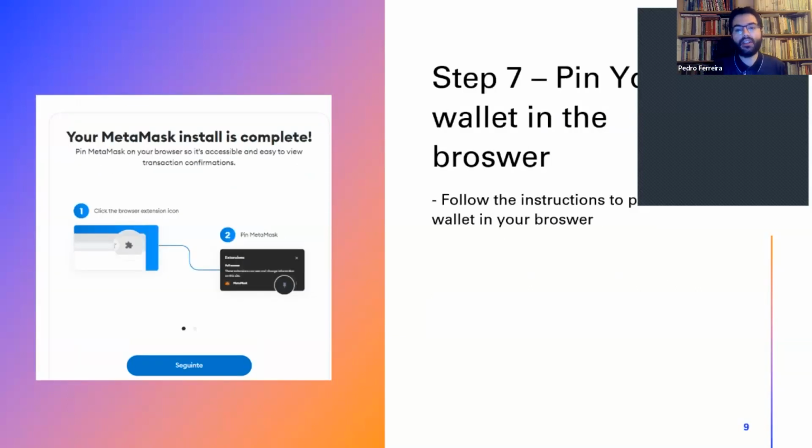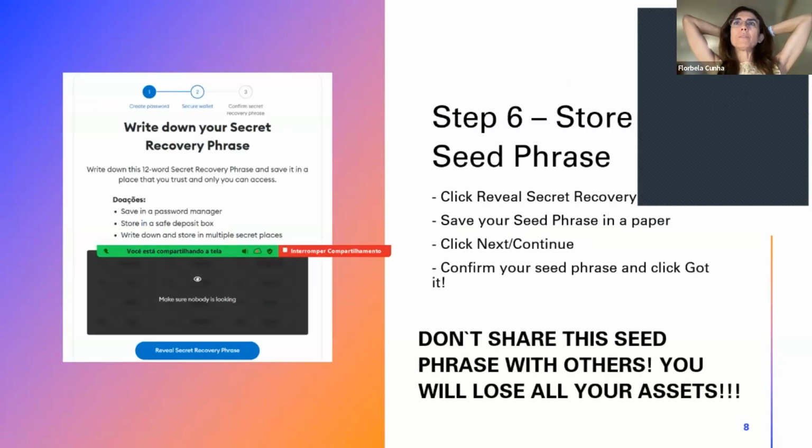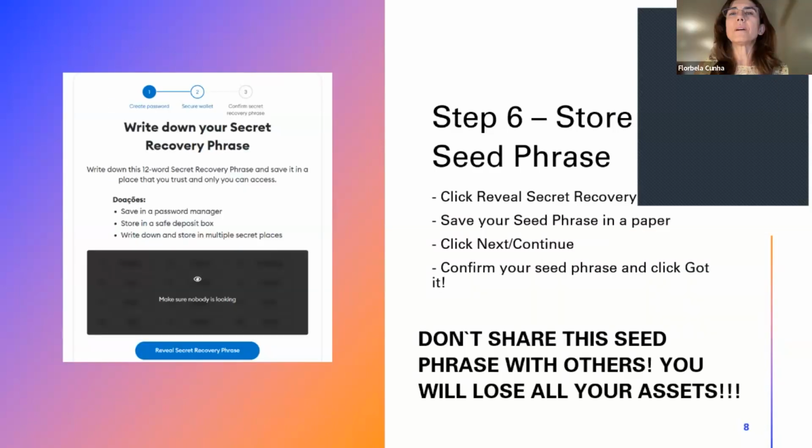After you store it... Sorry, Pietro, should we secure the wallet? Because I stopped there. Remind me later or secure my wallet? Secure my wallet, as recommended. Okay, thank you. I can reveal the secret recovery phrase. Yes, you can, but do not share it with anyone. You put it on paper. You can save it on the computer for testing purposes, but then you need to create a new one.